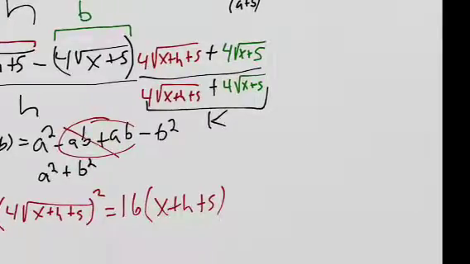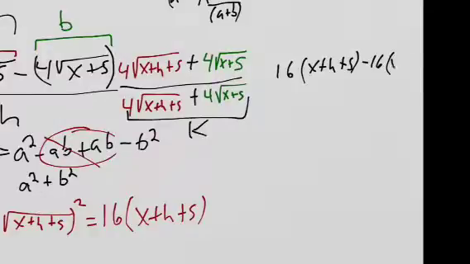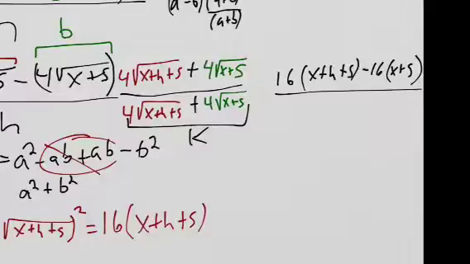So we multiply by the conjugate, and we got 16 times x plus h plus 5, minus 16 times x plus 5, and then that's all over h times k. We're just going to call this k. And we're still taking the limit as h approaches 0. Okay, so now let's simplify.